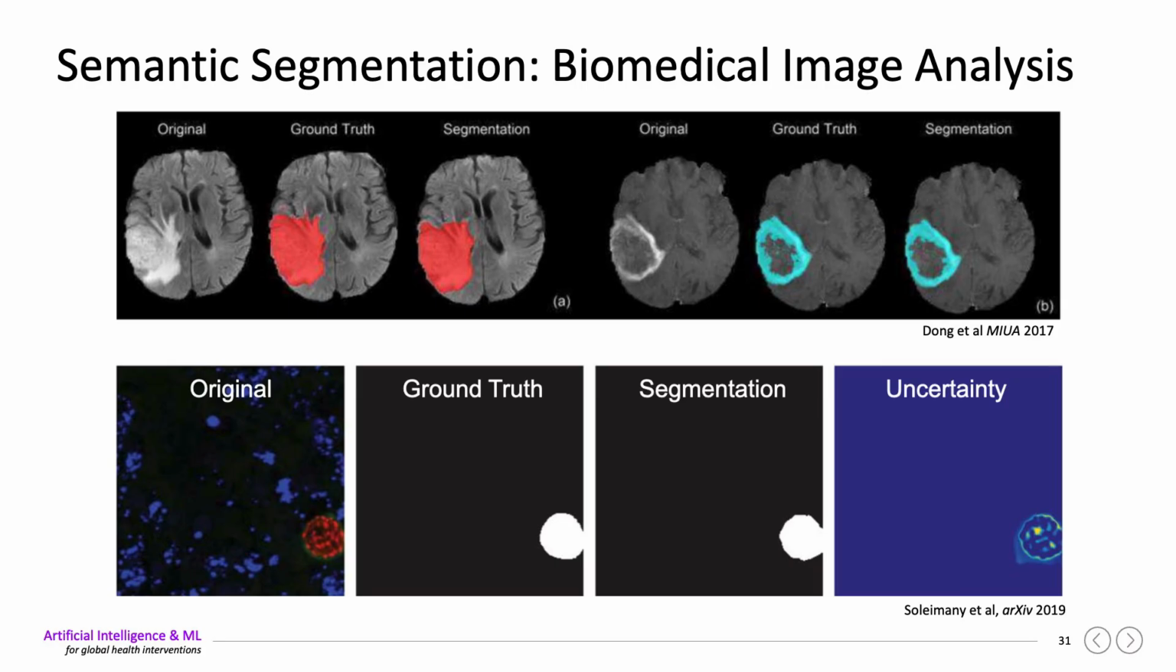The bottom row, from Soleimani and colleagues on arXiv in 2019, adds a crucial 4th panel: original, ground truth, segmentation, and uncertainty. The uncertainty map shows where the model is unsure about its prediction, which is essential in medicine, because the segmentation is far more trustworthy when it comes with a calibrated estimate of its own confidence. Flagging uncertain regions lets clinicians know where to look more carefully, rather than blindly trusting the output.